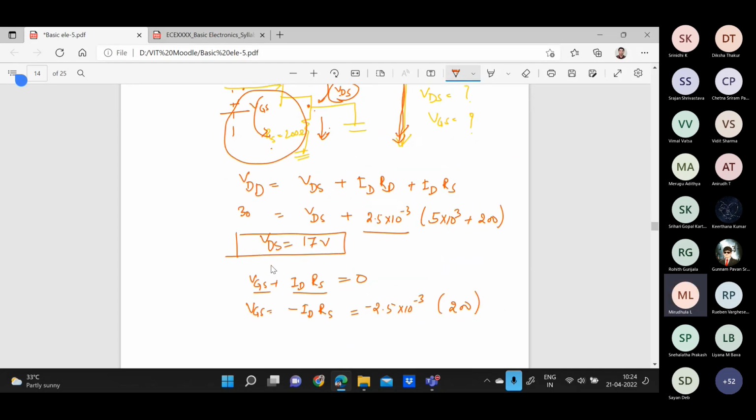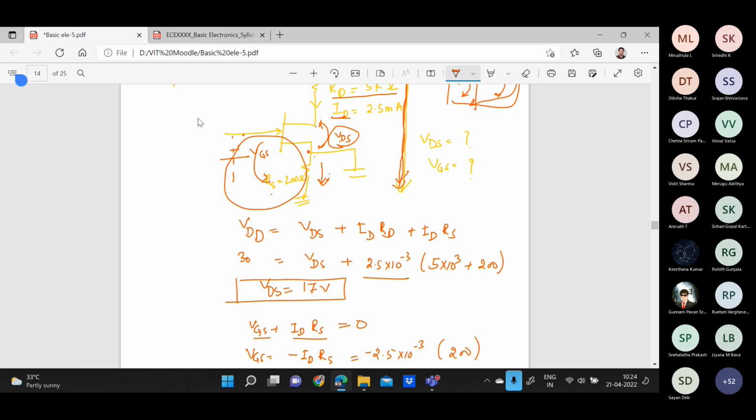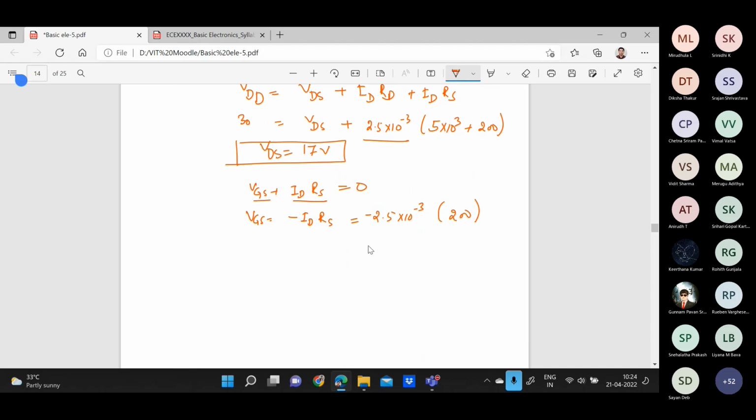So tell me the answer. Polarity in VGS? VGS is always negative. As I told you, in the JFET only depletion mode is possible. Yes, sir. Okay, so we take it as positive to negative. Tell me the value here. Minus 0.5. It is minus 0.5.